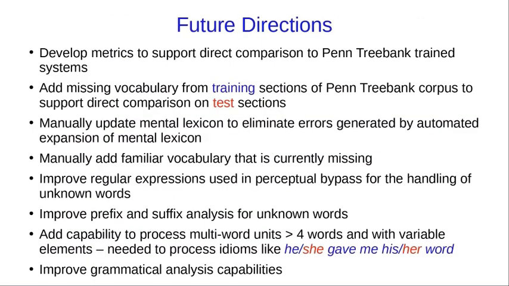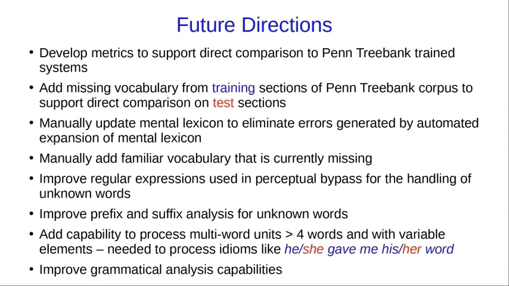In terms of future directions, we are working to develop metrics to support direct comparison to Penn Treebank trained systems. For this comparison, we want to add missing vocabulary from the training sections of the Penn Treebank corpus to support direct comparison to the test sections. We also want to manually update the mental lexicon to eliminate errors that were generated by the automated expansion of the mental lexicon. And we want to manually add familiar vocabulary that is currently missing.